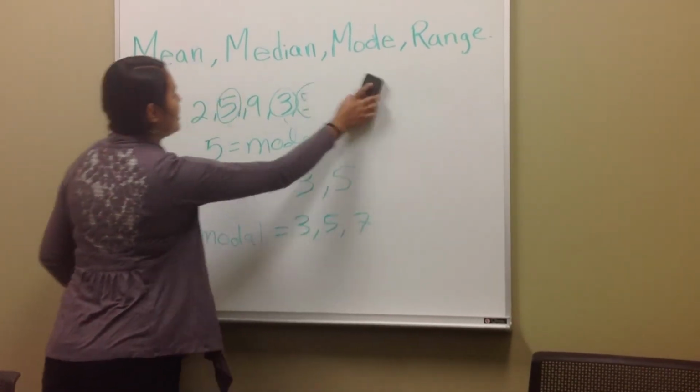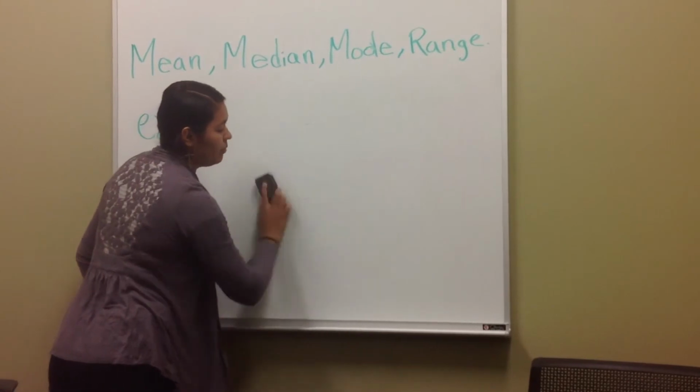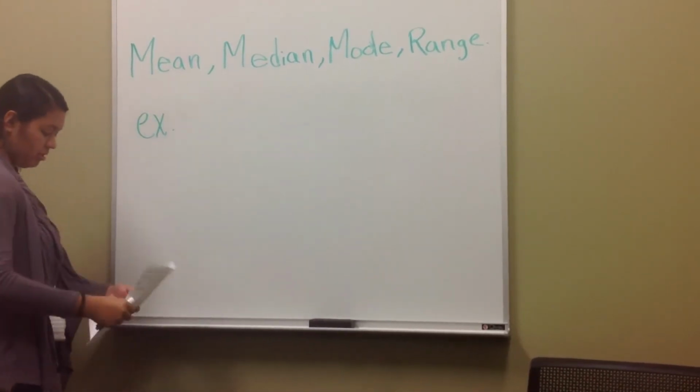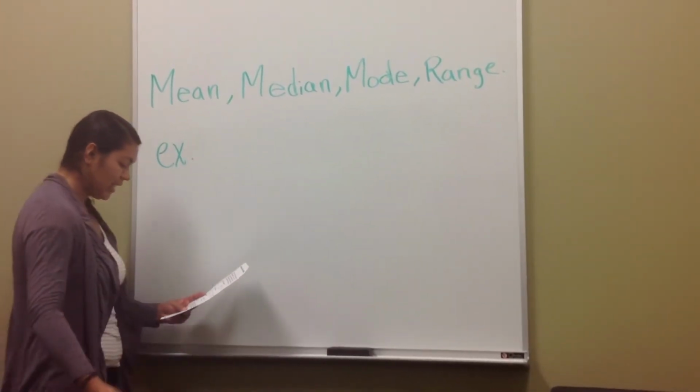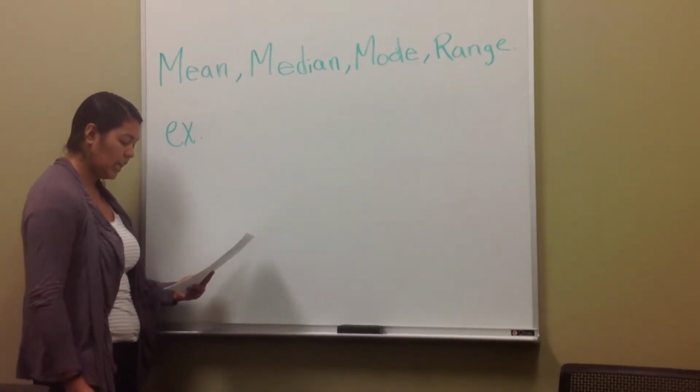Okay, finally is the range. Remember, we're using the same numbers. The range for a data set is the difference between the largest value and the smallest value contained in the data set.